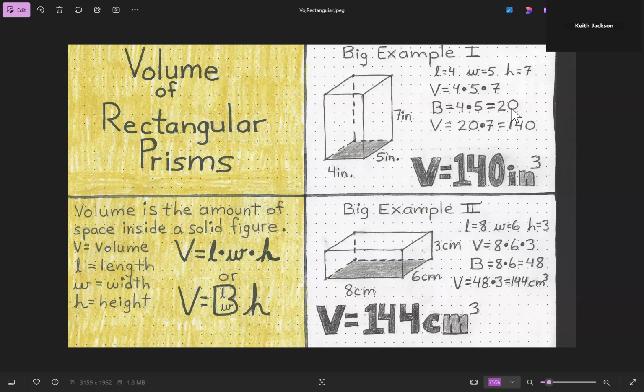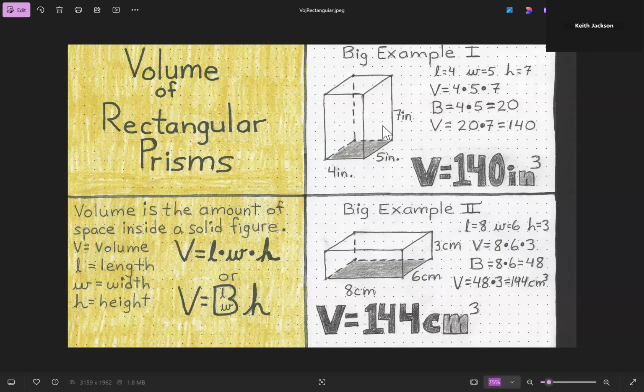4 times 5 would give us 20. Let's bring that 20 down here and multiply it by the 7. And when we see that right here, we know that 20 times 7 will give us 140. So we have a volume of 140 cubic inches. Notice that it's to the third power because when we obtain the volume of any solid figure, it is going to be measured in cubic units. And so again, the volume for this particular rectangular prism is 140 cubic inches.